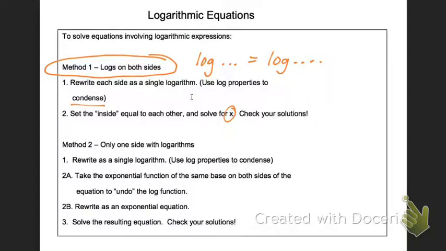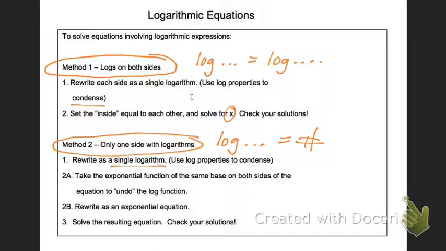The other type would be only one side with a logarithm. That would mean log of something equals a number, where you only see a log on one side. The first step is you still want to condense the left-hand side into a single log. Then there are two methods. I'm really only going to talk about one of them, because A and B both mean the same thing.